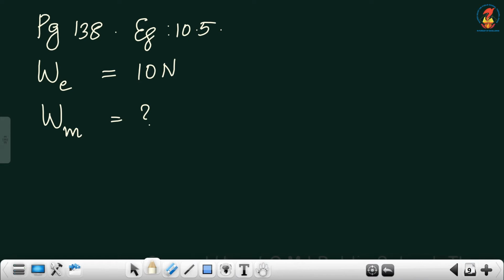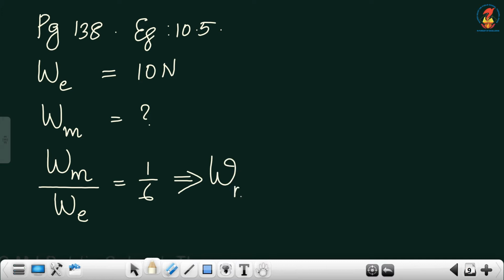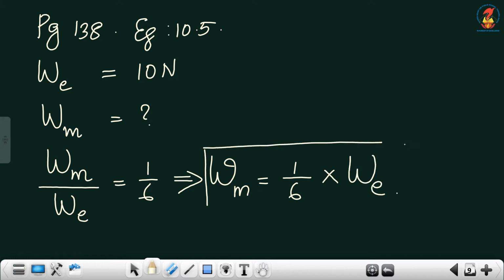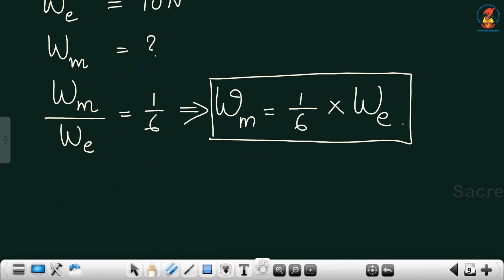You need to find the weight of the same object when measured on the surface of moon. And you have an equation that Wm by We is equal to 1 by 6, or Wm is 1 by 6 times the weight of the object on earth. You have learnt an equation like this in the previous session. So using this equation, we can find the weight of an object on the surface of moon.